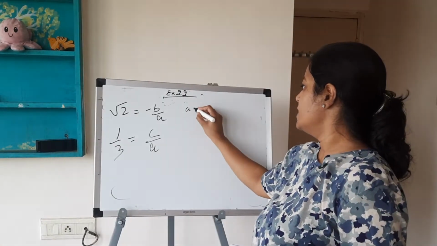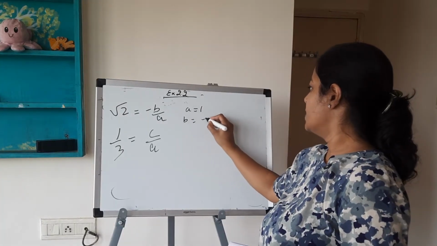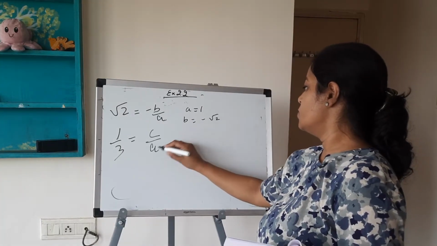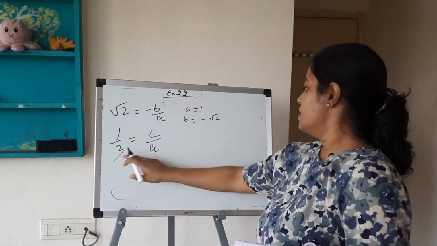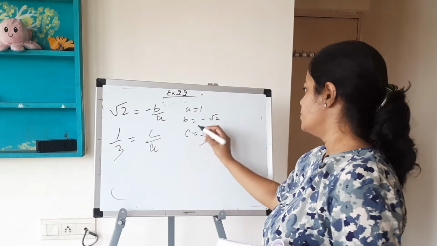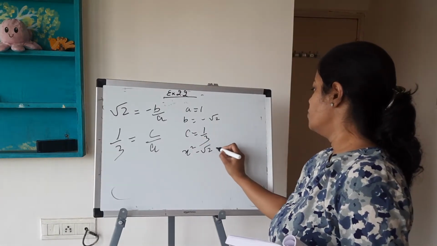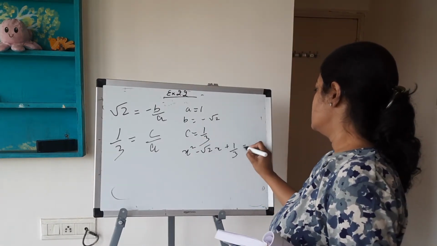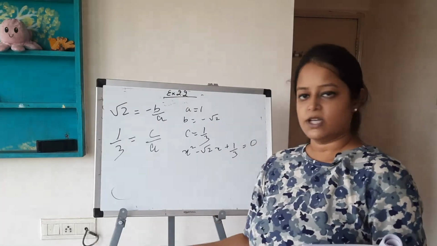So considering a equal to 1, what will b be? Minus root 2. And c could be 1 by 3 here, right? So then it will be x square minus root 2x plus 1 by 3. This is one polynomial.